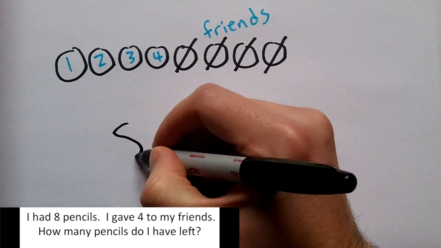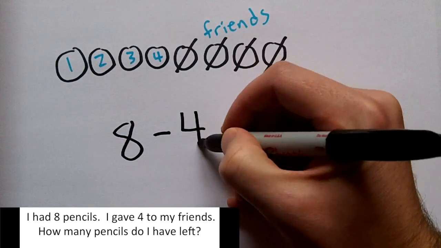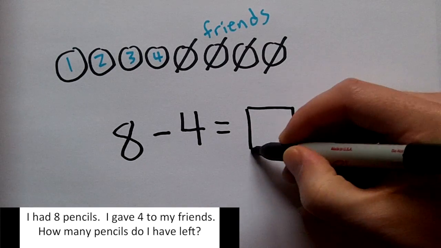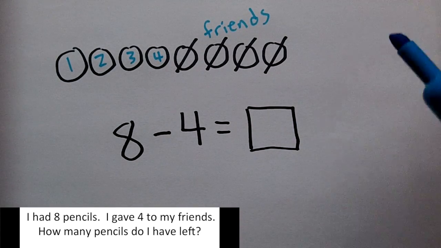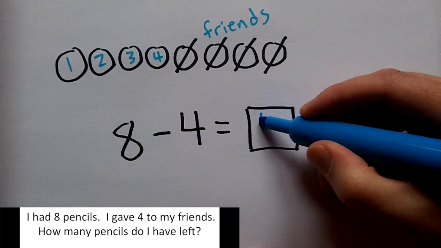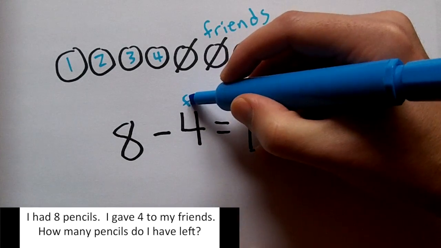Now the number sentence that would match. I had 8 pencils. I gave 4 to my friends, so minus 4, or take away 4. And I'm not sure how many I had left, so I'm going to put a box. See, 8 minus 4 equals 4. Make sure to label my number sentence as well.